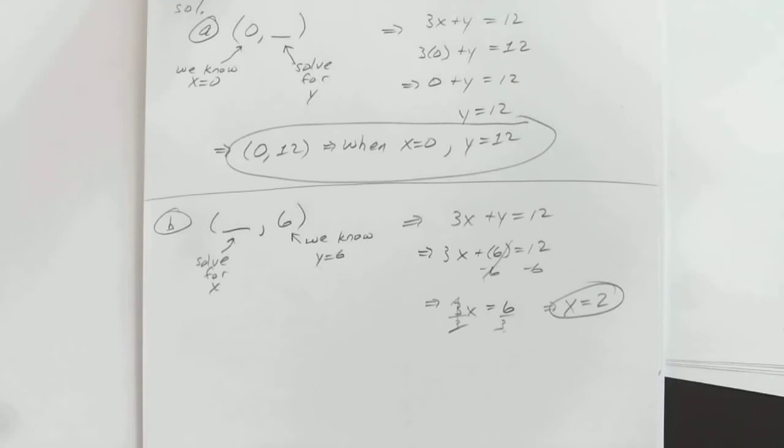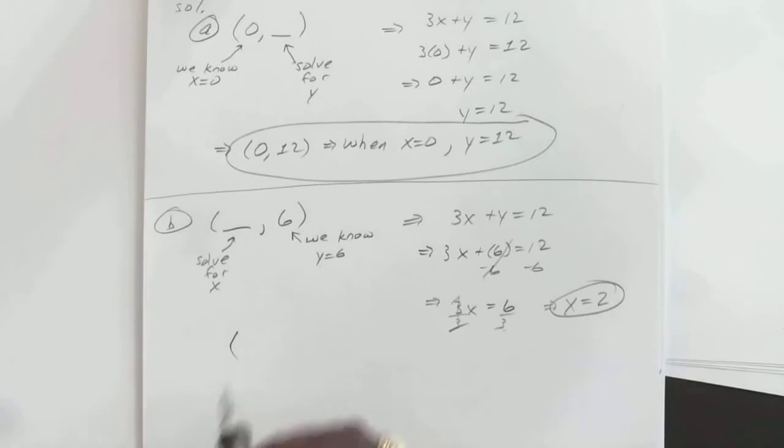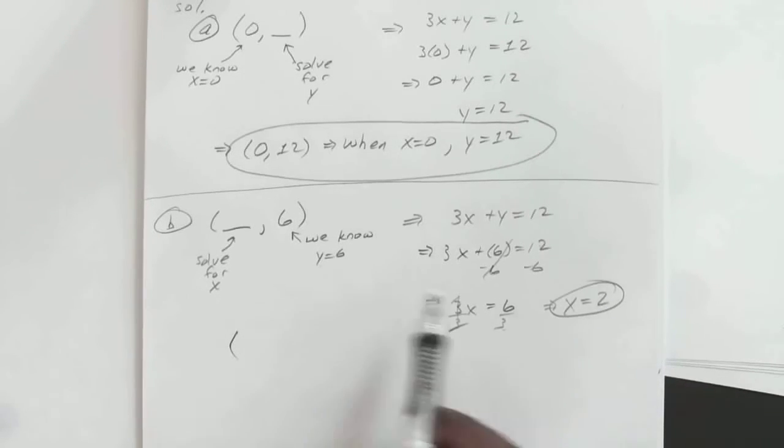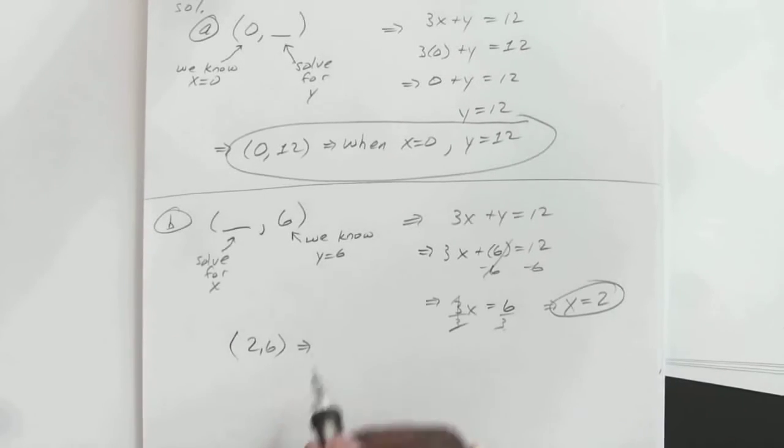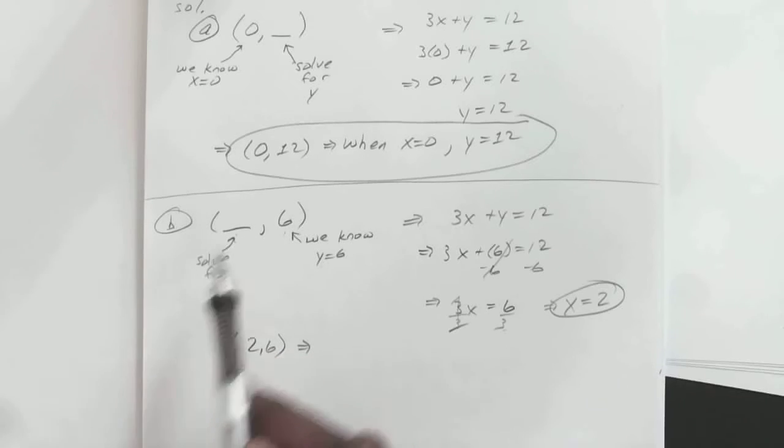Okay. So we know for that very same equation, we have (2, 6). Or when y is equal to 6, x is equal to 2.